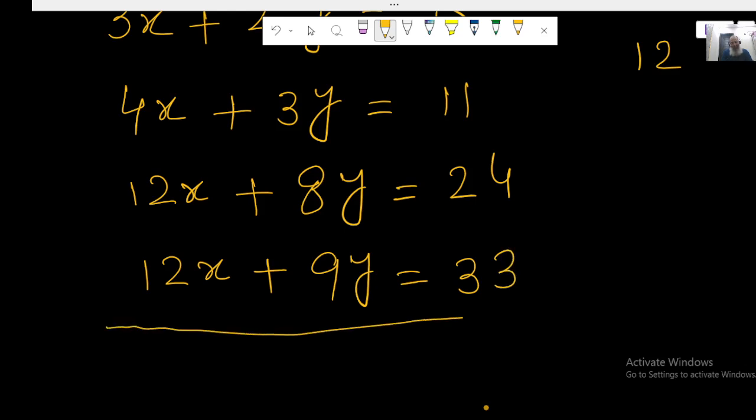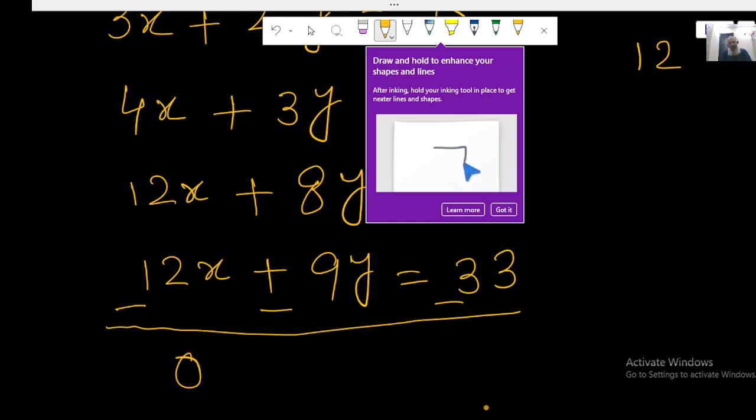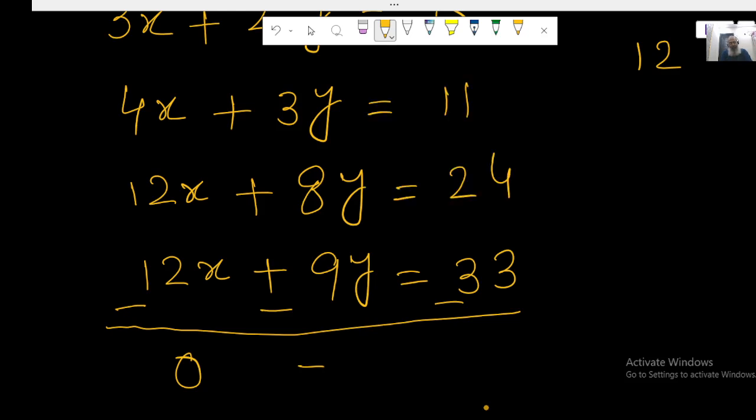And now it's time to subtract one equation from the other. So here I will subtract this lower equation from the upper one. So here I will change the signs. Now 12x minus 12x is 0, and 8y minus 9y is minus y, and 24 minus 33 is minus 9.